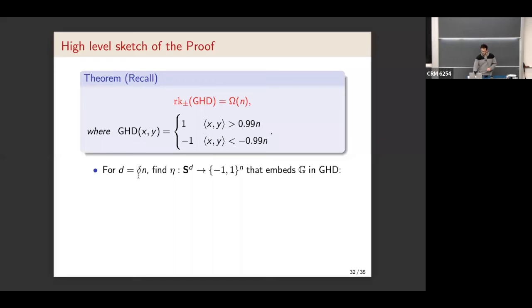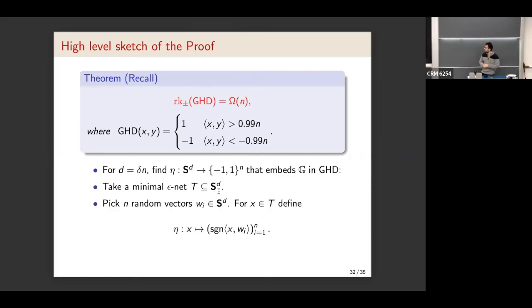So we're going to pick a d, which is smaller, delta n, and blow it up to this larger n. The way we're going to do it is take an epsilon net in S^d of minimal size, which is going to be of size roughly 1 over epsilon to the d. Do this randomly in the following way: pick random vectors w_i in S^d, n of those, and define this map. I'm mapping x to the sign of the inner product of x with w_i. So I'm just throwing these cuts in the sphere, and depending on which side you fall, I put a +1 or -1. And these are random cuts.